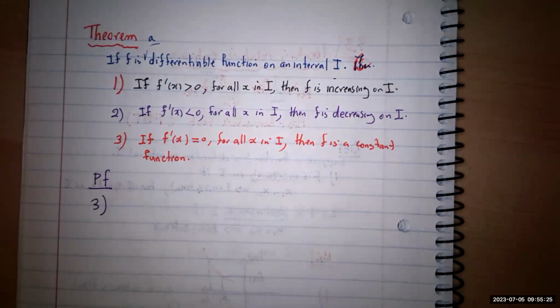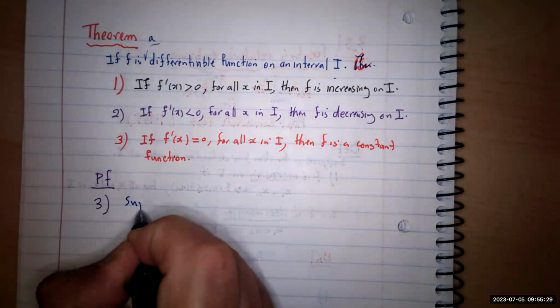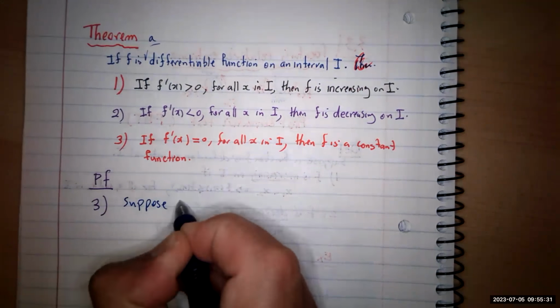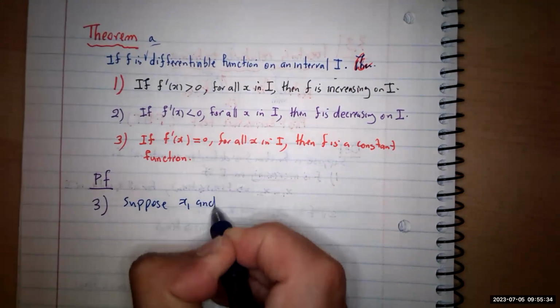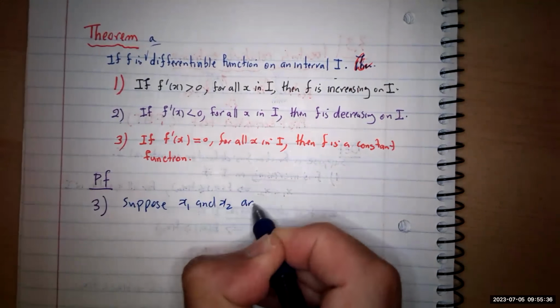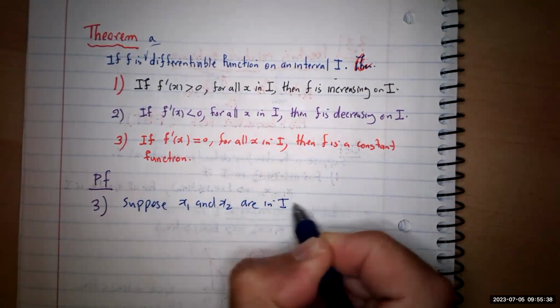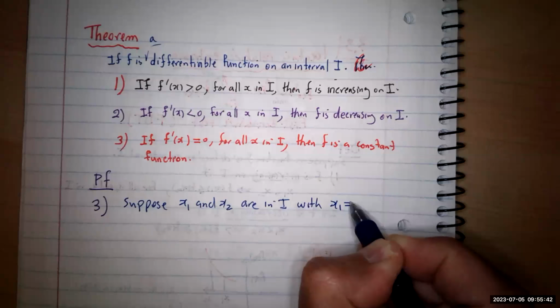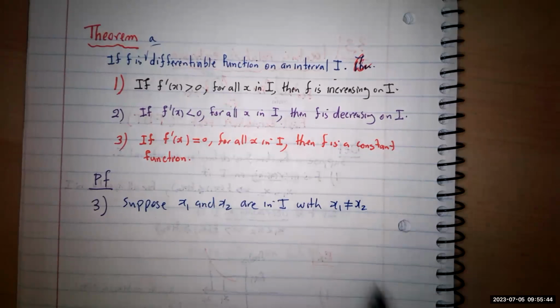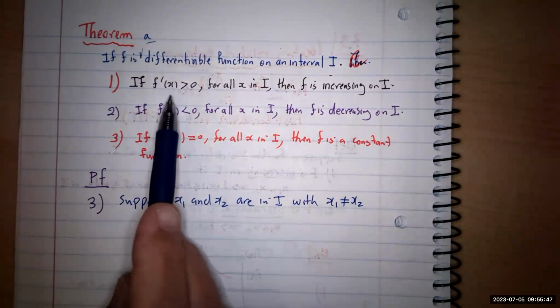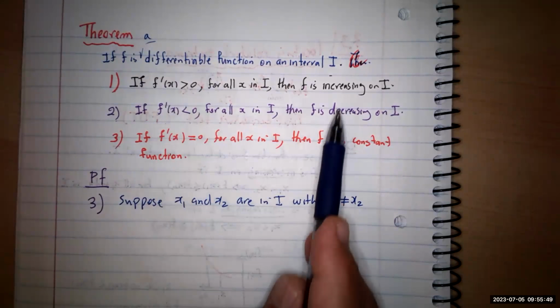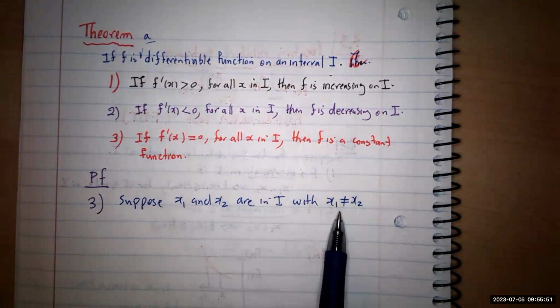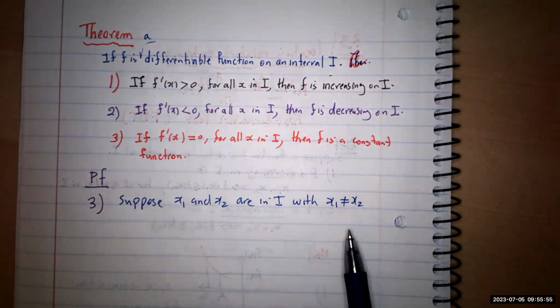For all of them you have to pick two numbers, x1 and x2. Suppose x1 and x2 are in I, with the condition for this third case that they are not equal to each other. For this case, increasing or decreasing, I assume that x1 is less than x2. And you can assume this all the time.